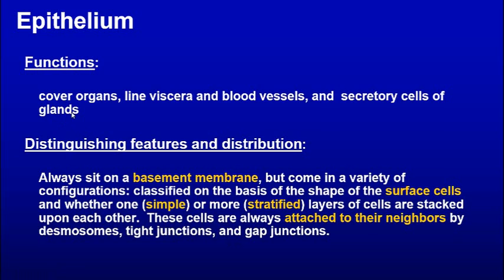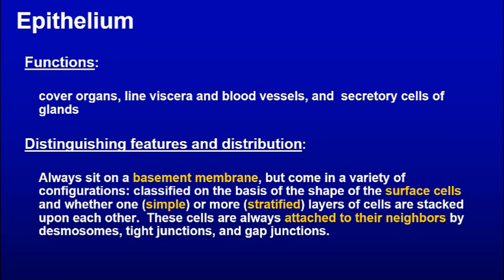And those junctions allow cells to hold together and have little extracellular space. They line viscera, they also line blood vessels, and they are the secretory cells of the body, of our glands. So a distinguishing feature of epithelium is that it always sits on a basement membrane, and they come in a variety of conformations. They could have surface cells of different types.